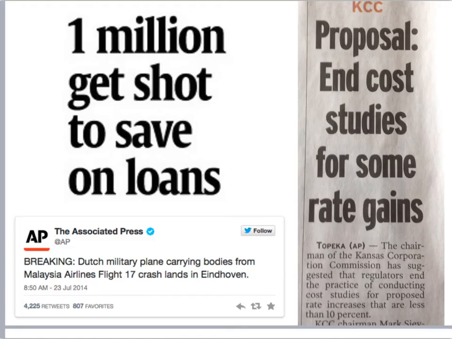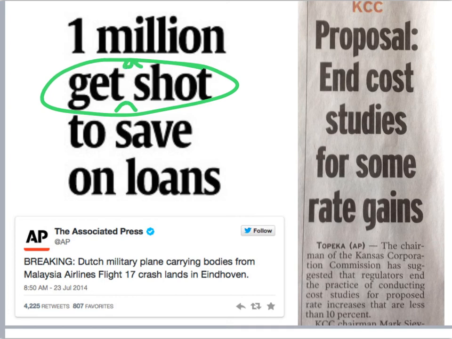Other examples of this. This one was from USA Today, which I still think is kind of funny: "1 million get shot to save." It's okay, I may want to save on my loan, but I'm not willing to take a bullet for it. What they meant was get a shot, a chance, not an injection, but actually a chance. So this is really a bad headline, no matter what.